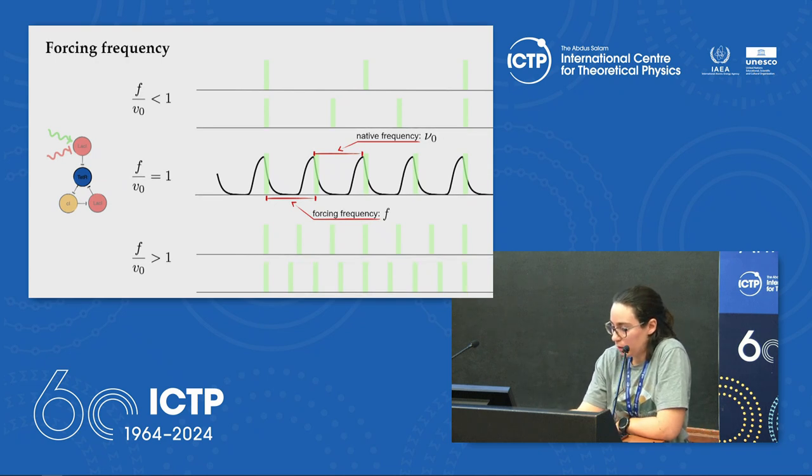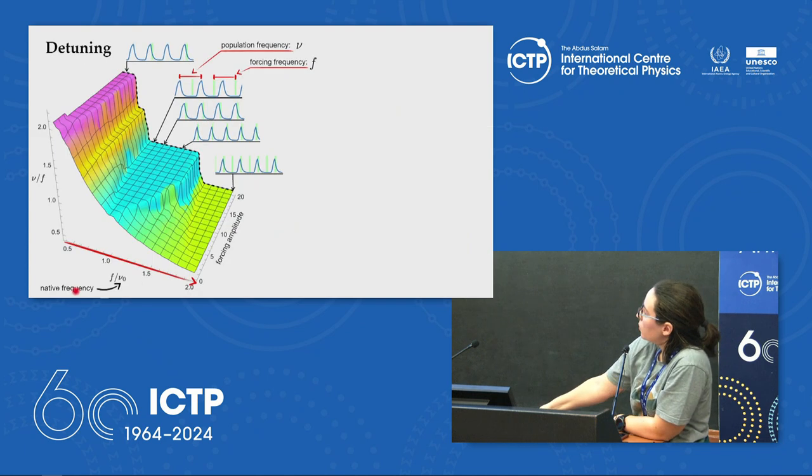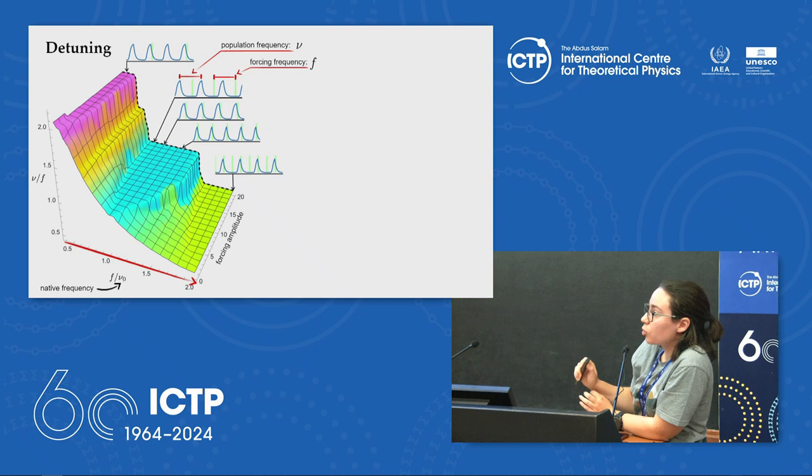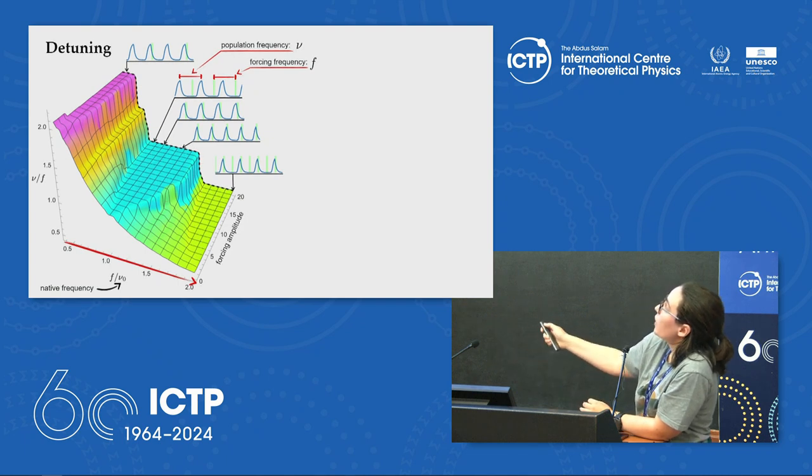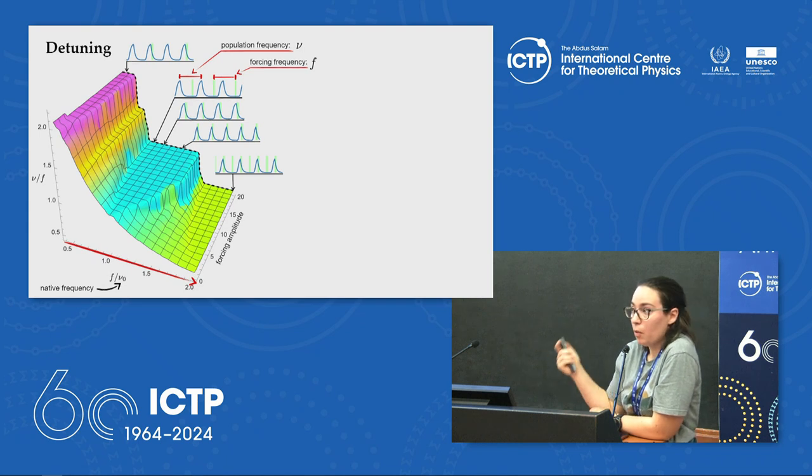All of these experimental conditions can be put on an axis, and this axis becomes the x-axis on this plot. On the y-axis, there is the ratio between the actual population frequency and the forcing frequency. So for example, this big blue plateau here at value 1 means that there is this large interval in frequencies for which there is always one oscillation in the population per one light input. Okay, so the ratio is 1.